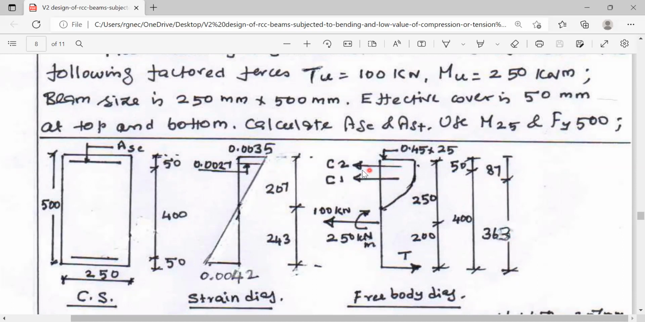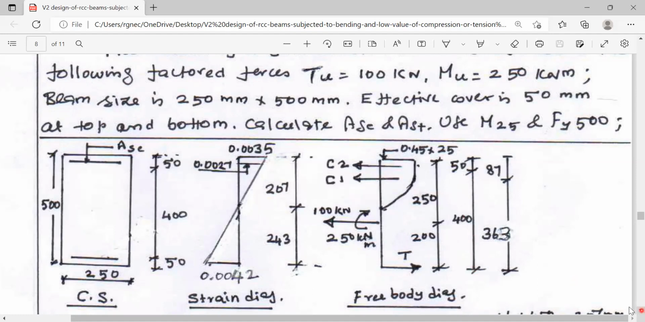Now, what is the arm distance for C2? It is at a distance of 50 mm from top. The effective depth being 450 mm, the arm distance for compression steel is 400 mm measured from tension steel.